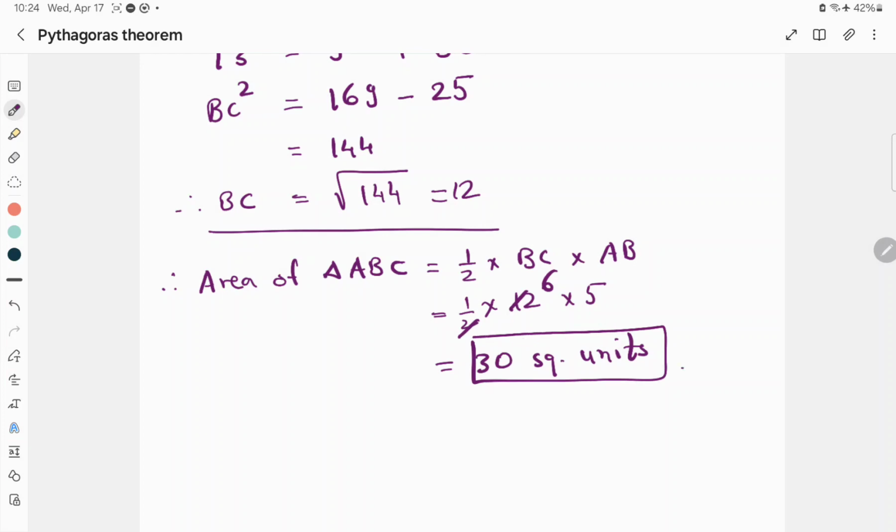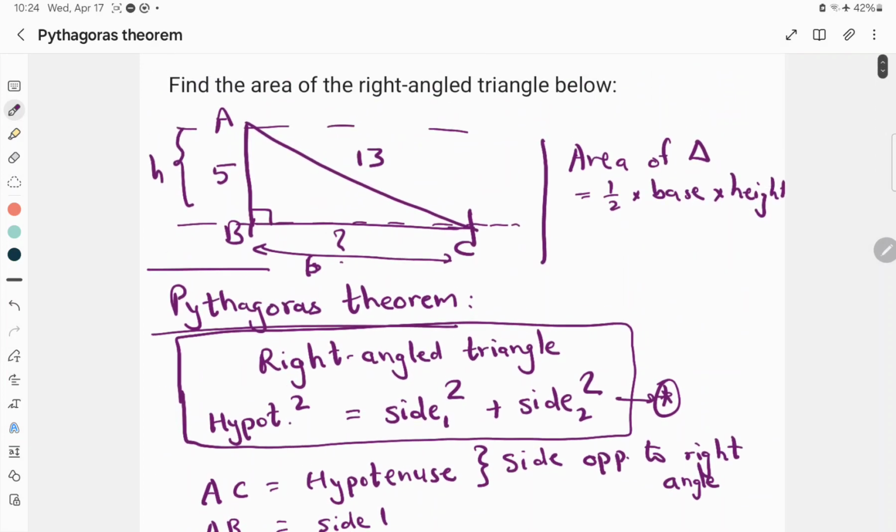So that's how we can use Pythagoras theorem to do various things with the right angle triangle. You can calculate all the three sides, and then based on the sides you can calculate area, or later on you will know about the radius of the circumcircle or the incircle and so on. Once you know the triangle, you can calculate almost anything about the triangle.